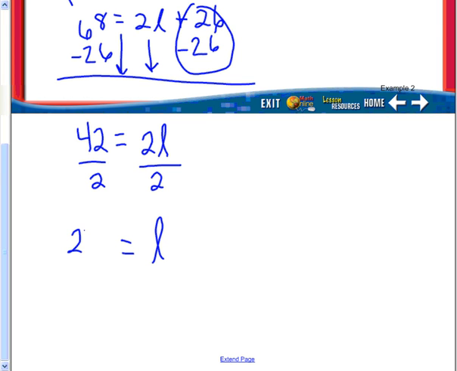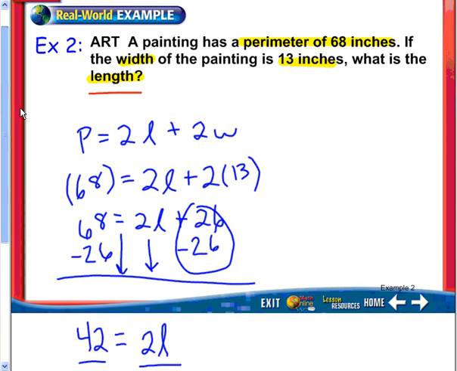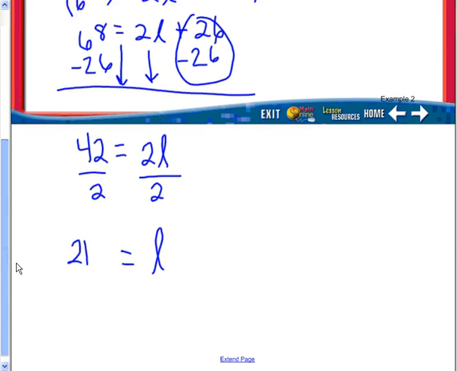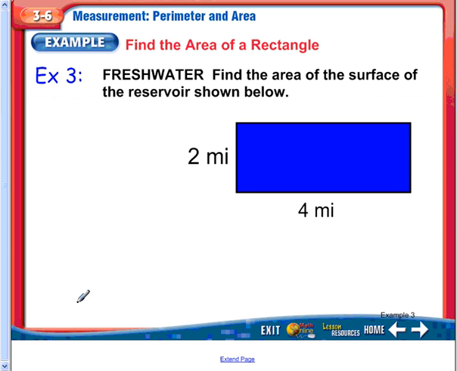So my length equals 21. Now I need to go back up and check to find out what my units are going to be. Inches is what I was using for units before. And since I'm solving for length, I'll continue to use inches. So my length for one of my sides in this rectangle is 21 inches.